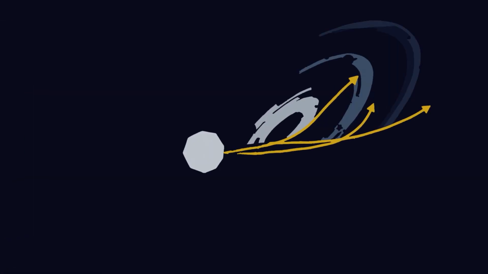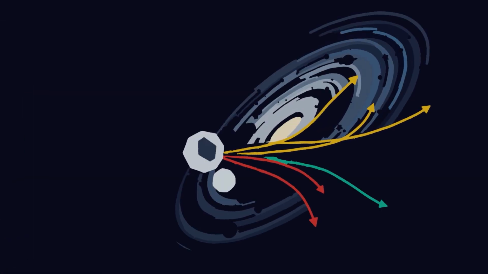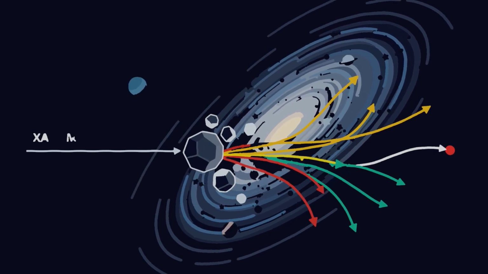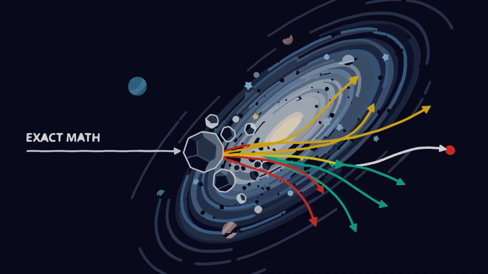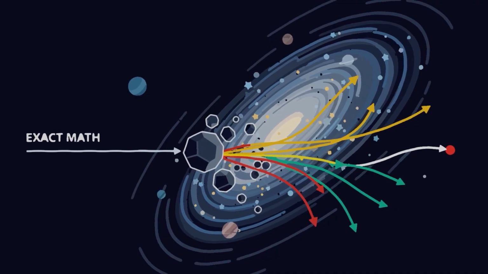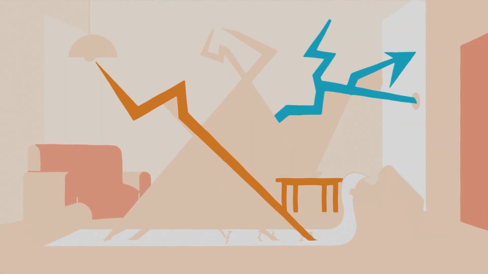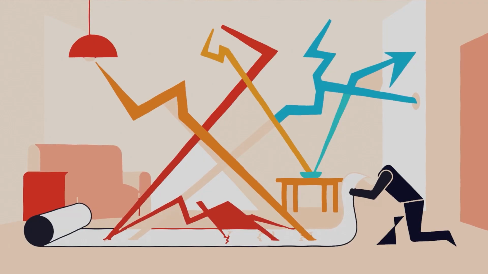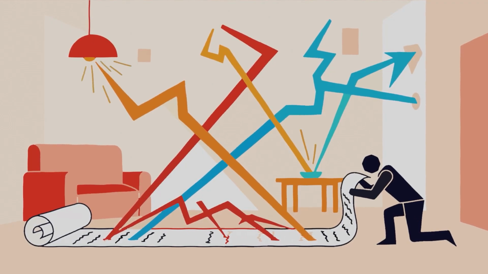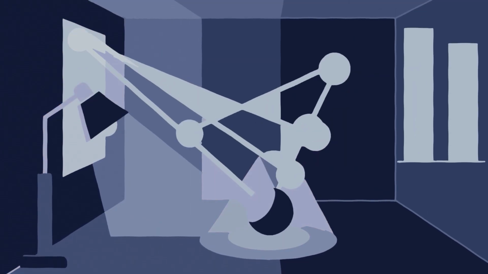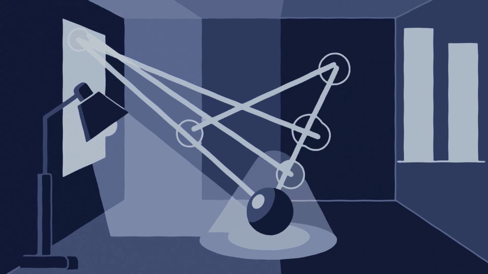Now we get to one of the most counterintuitive parts. Why would random sampling solve problems that exact math can't? The answer is that randomness lets us explore enormous spaces without having to check every possibility. Imagine trying to enumerate every path light could take through a room. You'd probably die of old age before you finished listing them. But if you randomly explore just a tiny percentage of those paths and average their contributions, you get something remarkably close to reality.